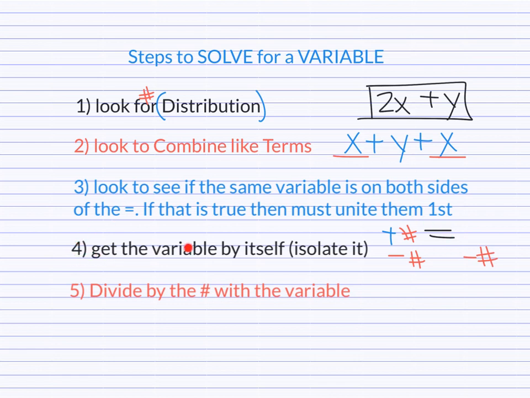Next would be to get the variable by itself. You want to isolate it. You want it to be all alone. And once you've done that, you're then going to divide by the number with the variable, if there's a number with the variable. That will typically be your last step. So those are our steps. Let us go ahead and start.